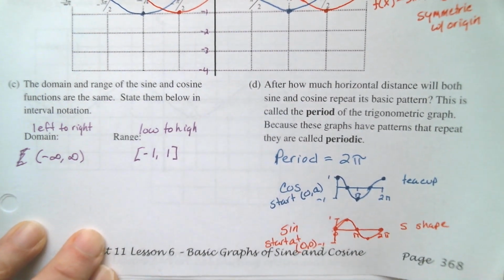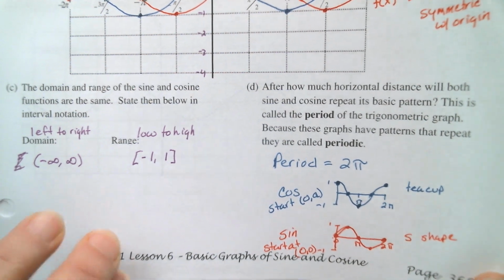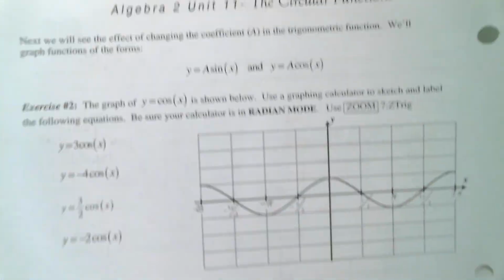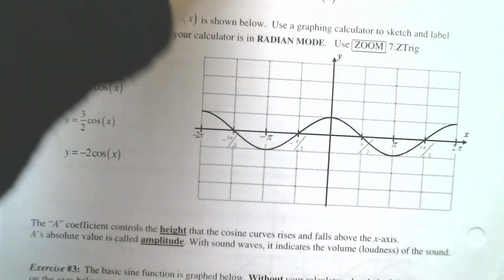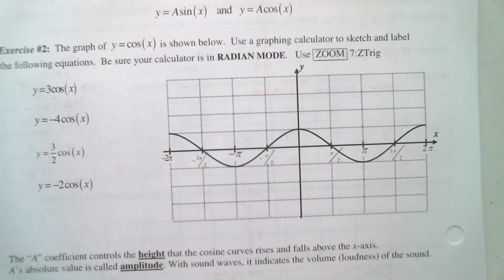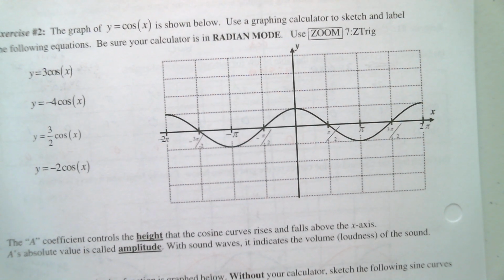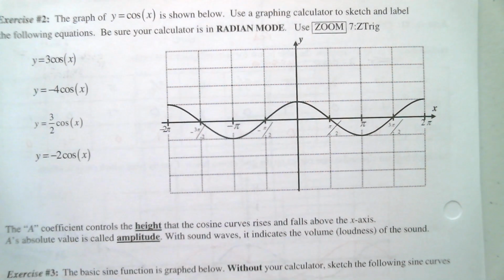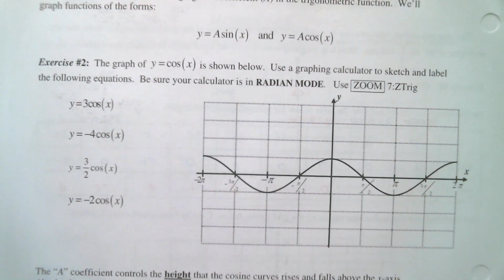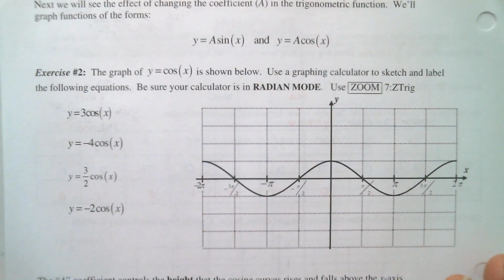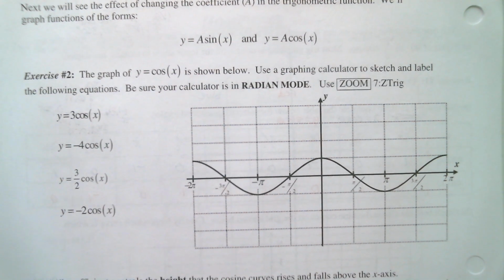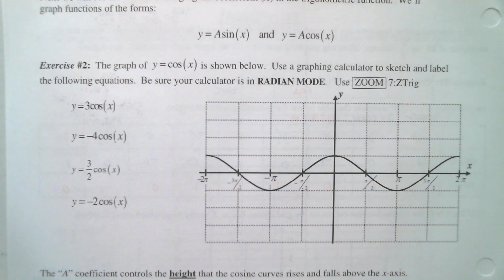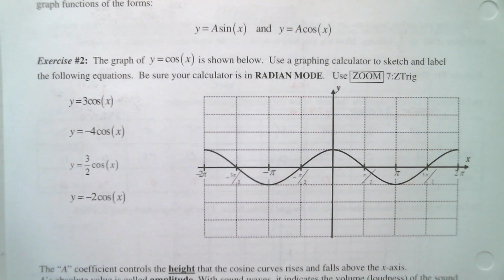Okay, so now we're going to look at changing that a value, changing that coefficient. Next, we will see the effect of changing the coefficient, the a value, in the trig function. We're going to graph functions of the form y equals a sine x and y equals a cosine x.